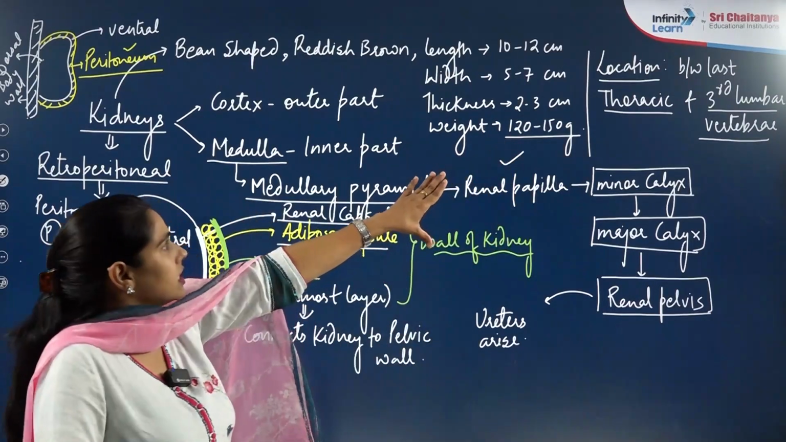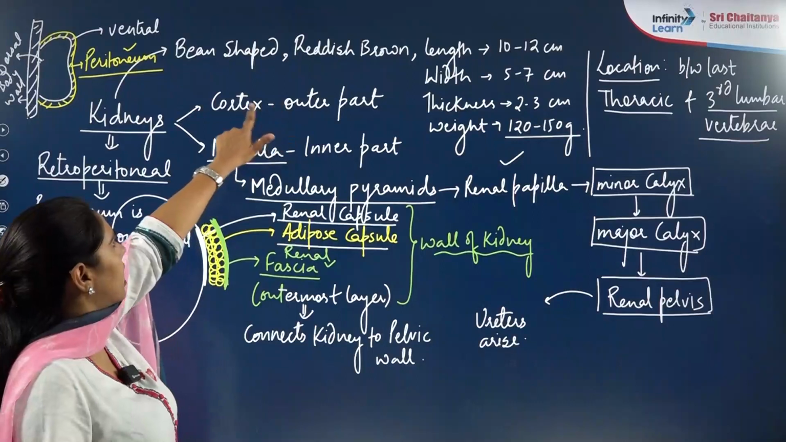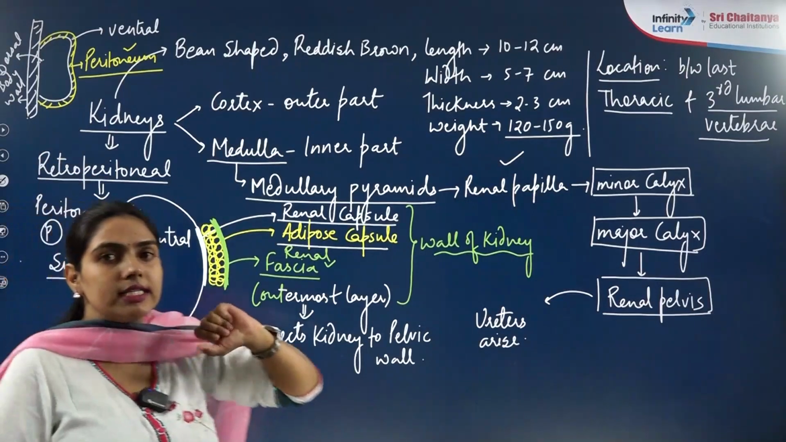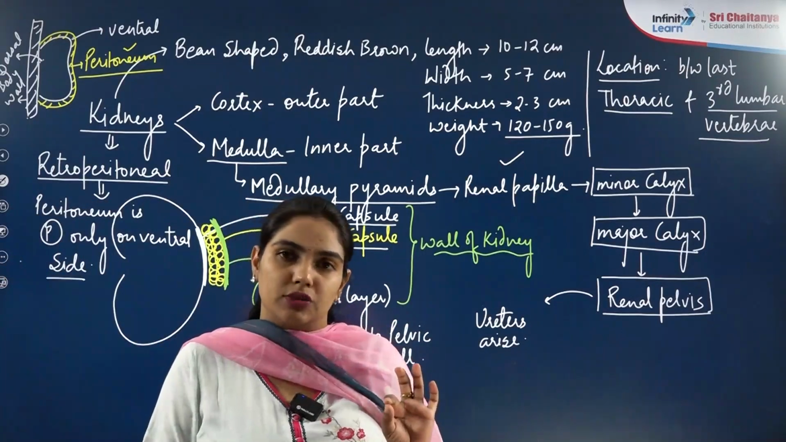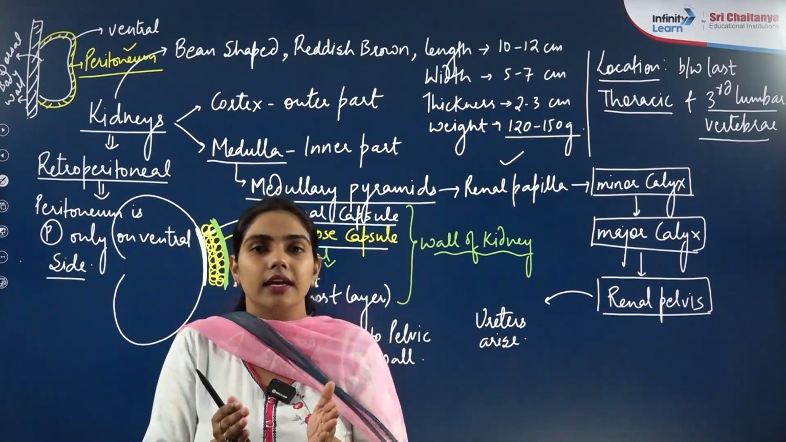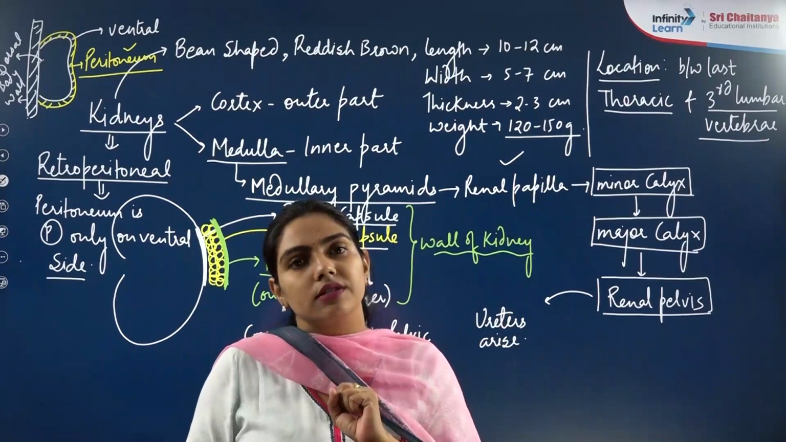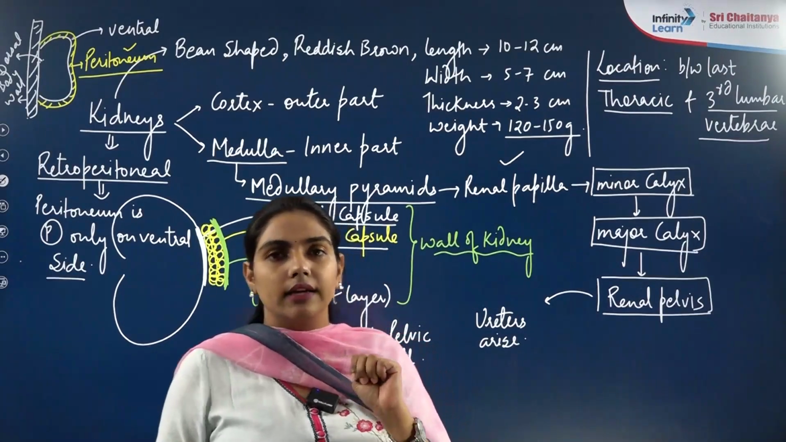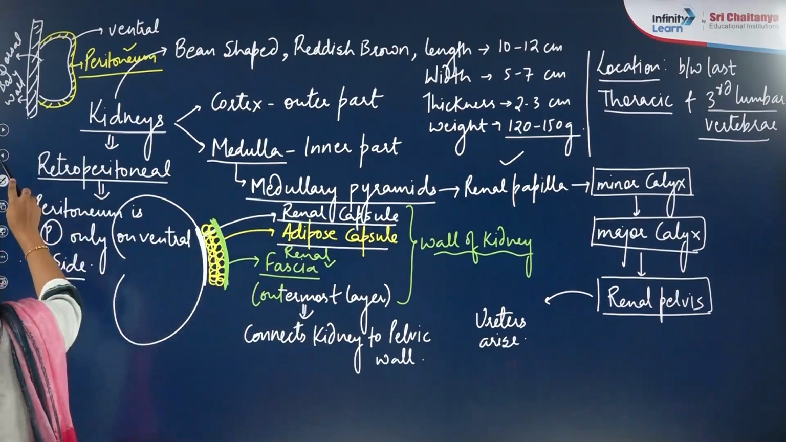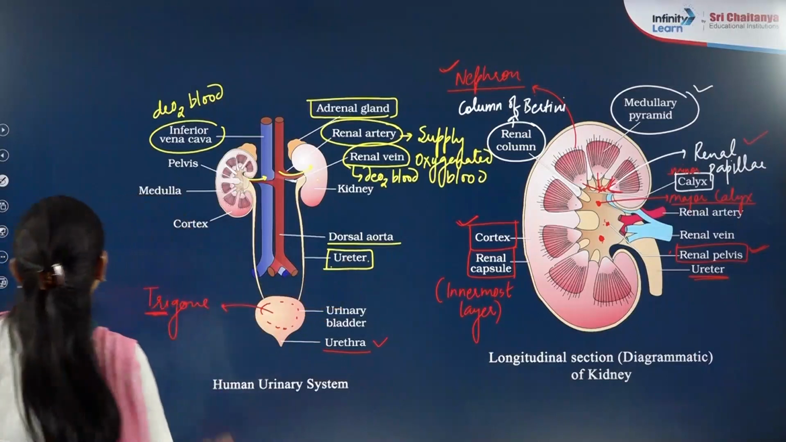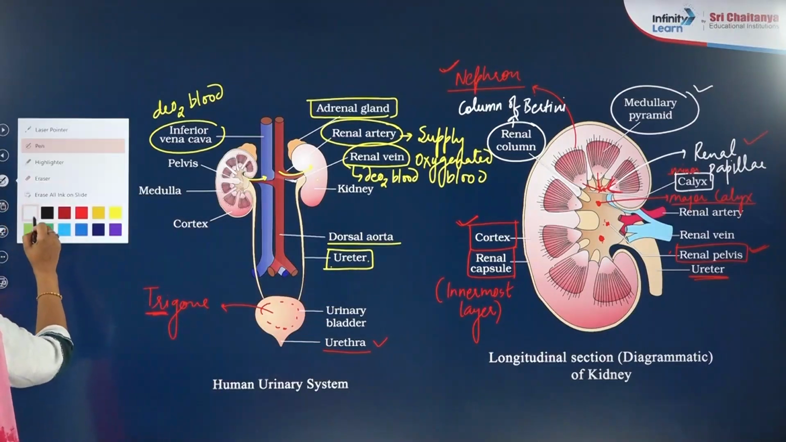Right? So, we have seen the location, the dimensions, color, shape and everything. And one more thing I have told you about kidneys, that they are retroperitoneal in arrangement. Now, after understanding kidneys, let us understand the further components of the human excretory system like ureters, urinary bladder and urethra. Right, everyone?